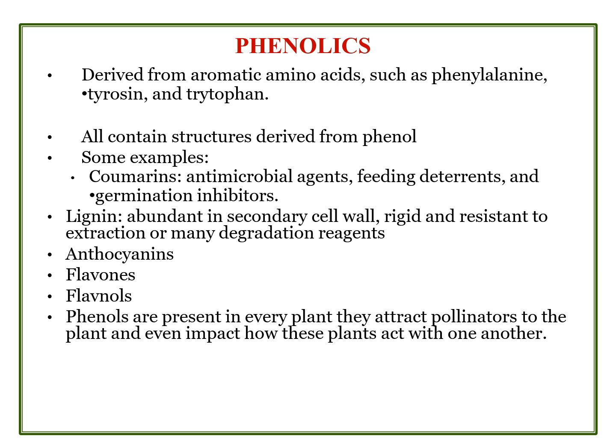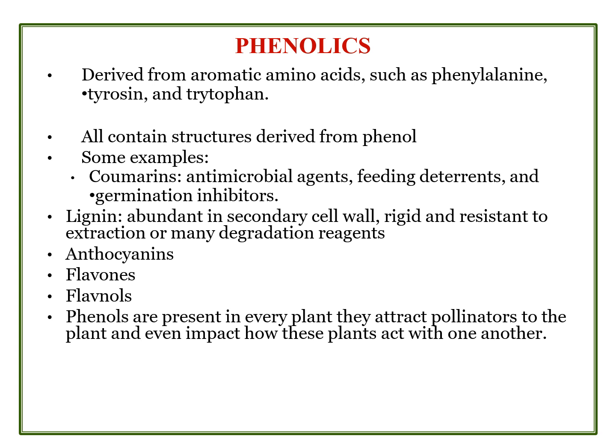Next, phenolics, derived from aromatic amino acids such as phenylalanine, tyrosine and tryptophan. All are phenyl ring containing amino acids. All contain structure derived from phenol. Some examples: coumarins, antimicrobial agents, feeding deterrents and germination inhibitors. Lignin, abundant in secondary cell wall, rigid and resistant to extraction or many degradation reagents. Anthocyanins, flavones, flavonols.